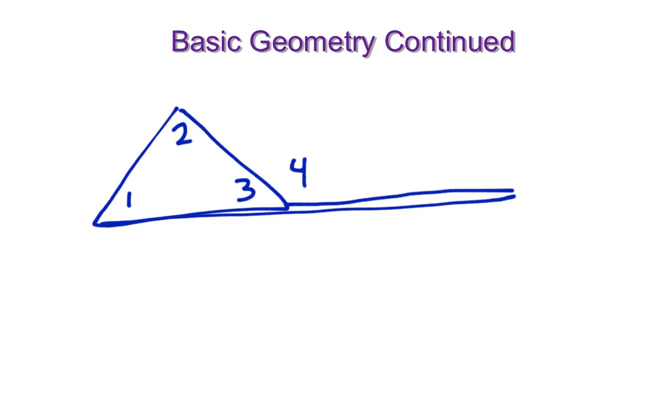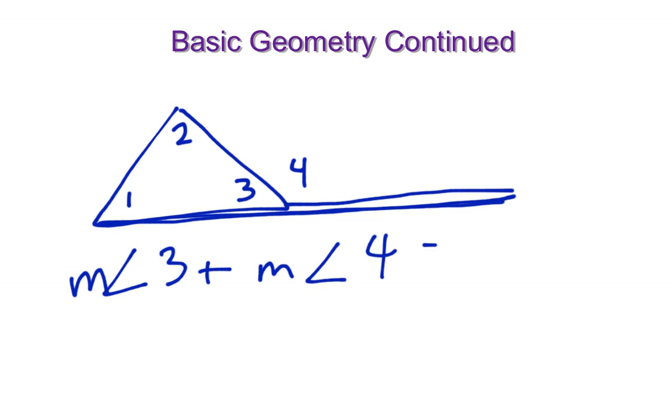And since it was formed by a straight line with the bottom of this triangle, then 3 and 4 are supposed to be supplementary to each other. And they would have to be. So the measure of angle 3 plus the measure of angle 4 is 180 degrees because those together would be supplementary, making a straight line.